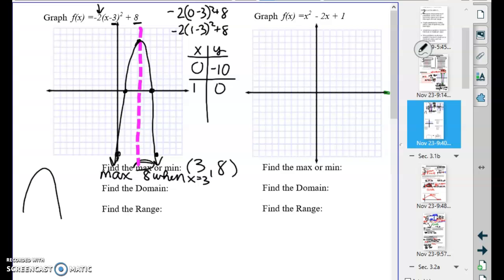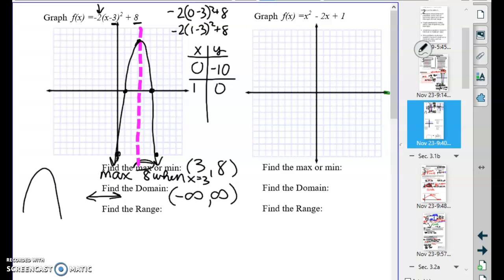Okay, now, that really helps me with my domain. Which way does my domain go? Yep, hopefully you just moved your arms like that. So my domain, everything works. So -infinity to +infinity. On a quadratic, that's always going to be true. Your domain will always be -infinity to +infinity.